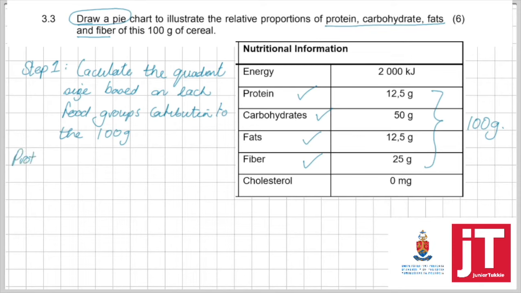So we're going to do protein first. Now we've got 12,5 grams of protein of the 100 total.